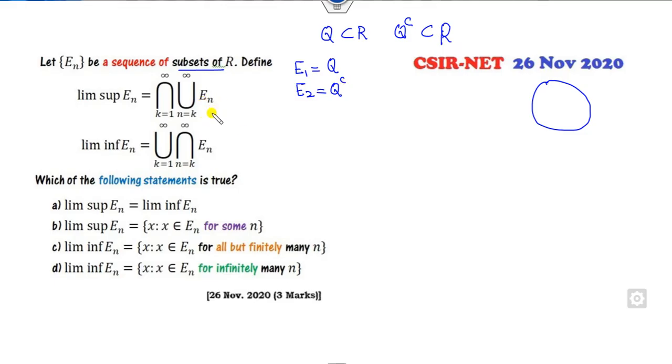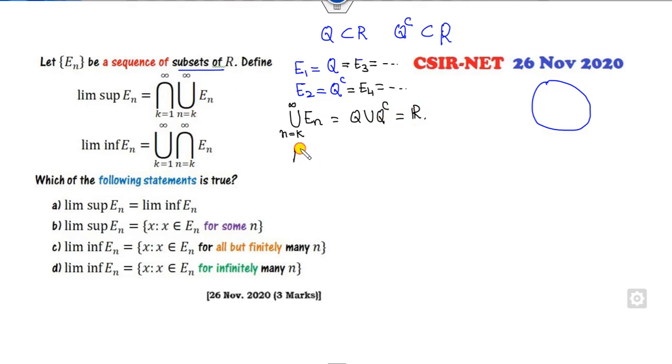Then what is the union of this? E1, E2, okay, fine. Then what is the union of En, as n varies from K, meaning E1, E2, E3. I can define E3 also like this, E4 also like this. Even numbers I can define here, odd numbers this. Can you define what is the union of this? It's Q union Q complement, that is my R.